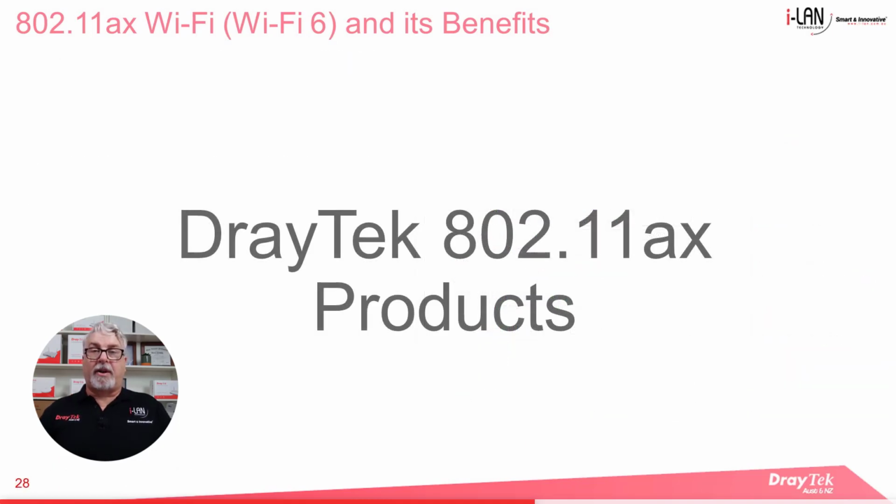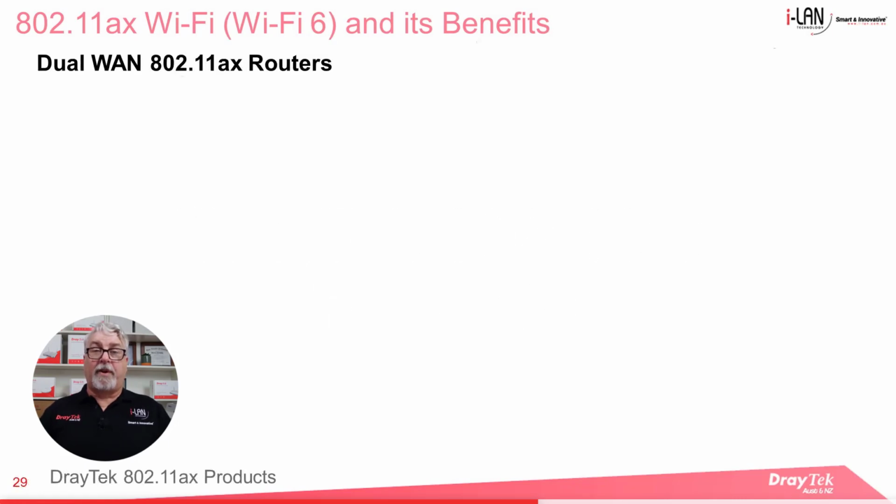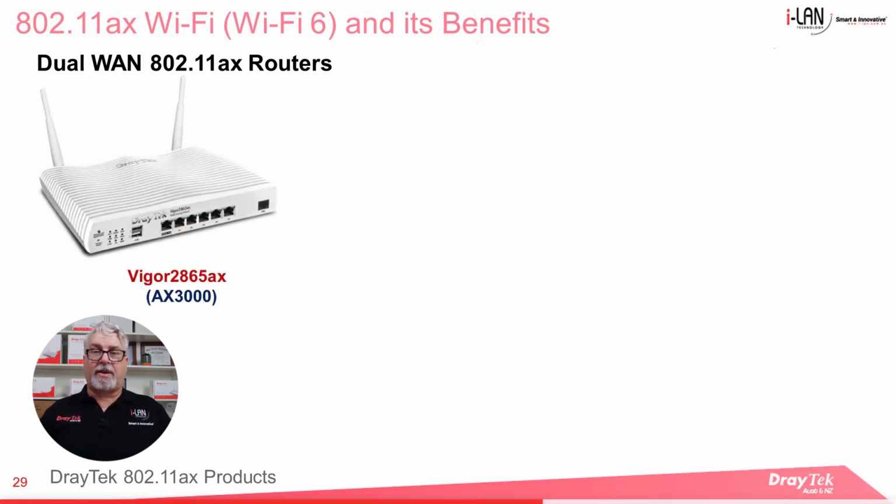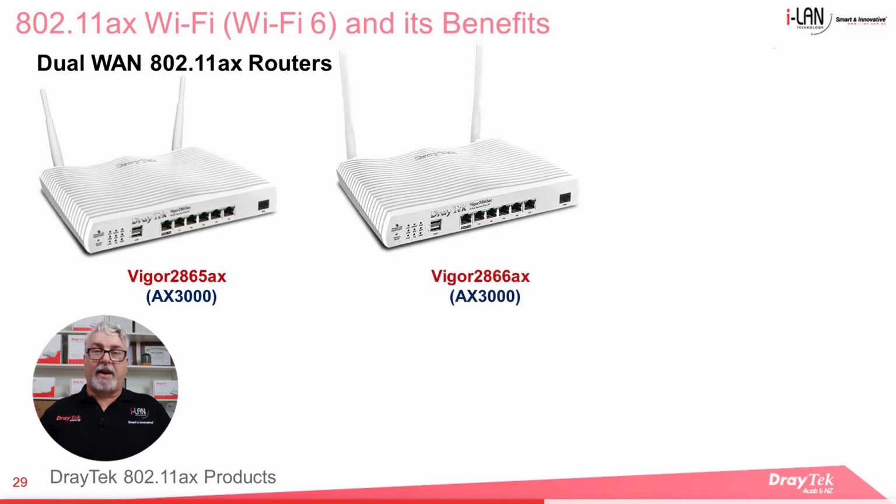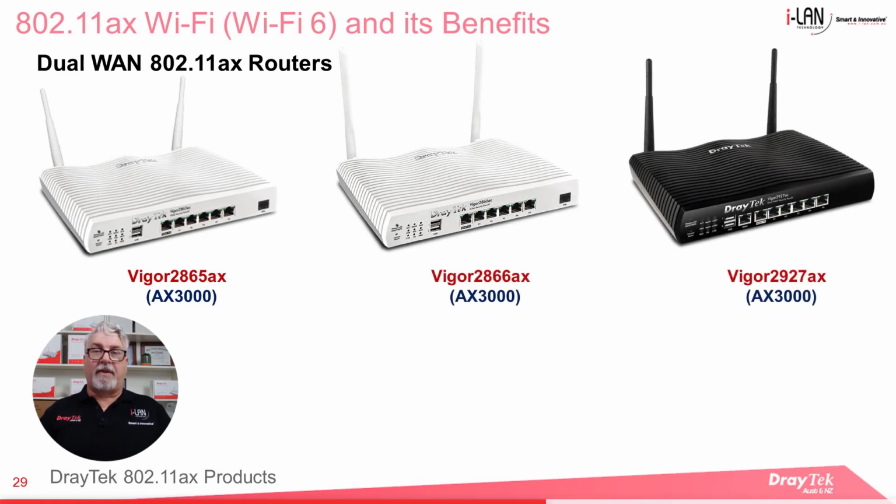Okay, let's look at what Draitec products are available when it comes to 802.11ax. First, the routers. Draitec has 3 dual WAN 802.11ax routers. These are the VIGA 2865AX, the VIGA 2866AX, and the VIGA 2927AX. The 2865AX and 2866AX routers are VDSL2 compatible with one DSL port and an Ethernet WAN port, while the VIGA 2927AX router is a broadband router with 2 gigabit Ethernet WAN ports and no DSL port.